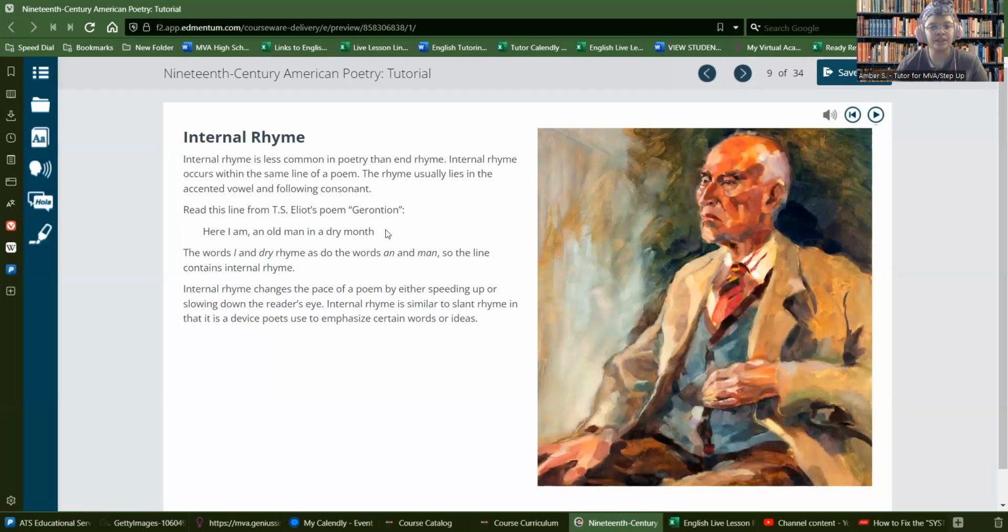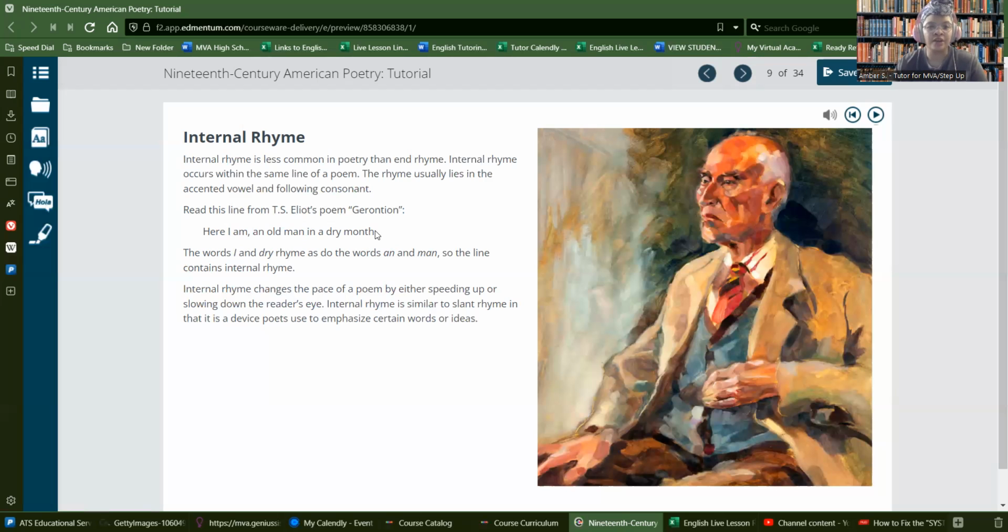This is one single line of the poem, and there are words that rhyme with each other. Yes, within this same single line, "an" and "man" also rhyme. So the line contains internal rhyme. Internal rhyme happens in a lot of places that we don't notice, and it does help the smoothness of reading.